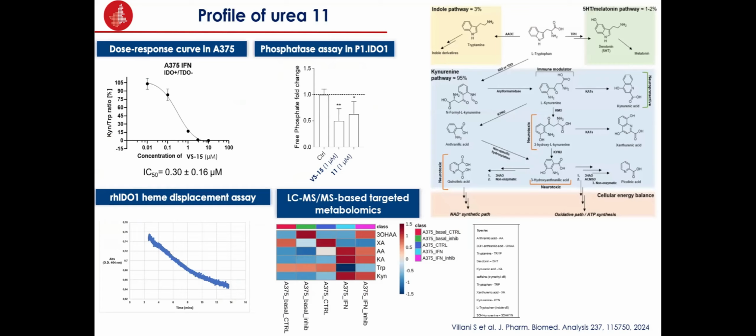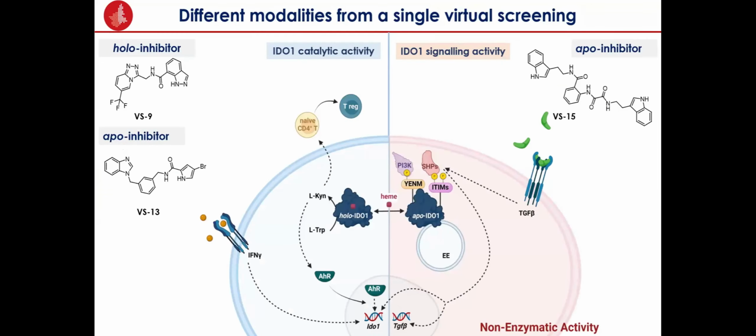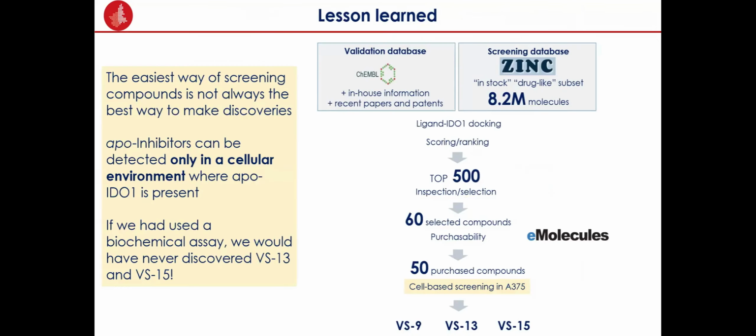We also did a metabolomic study by using a liquid chromatography tandem mass spectrometry method developed by our collaborators, and we could see that this compound is also able to reduce the level of the downstream metabolites of the kynurenine pathway. So in this slide, the different modalities that we explored for targeting IDO1 are summarized. We were able to reduce the catalytic activity of the protein, and to reduce the signaling activities of the protein. And the lesson learned from this project is that the easiest way of screening compounds is not always the best way to make a discovery.